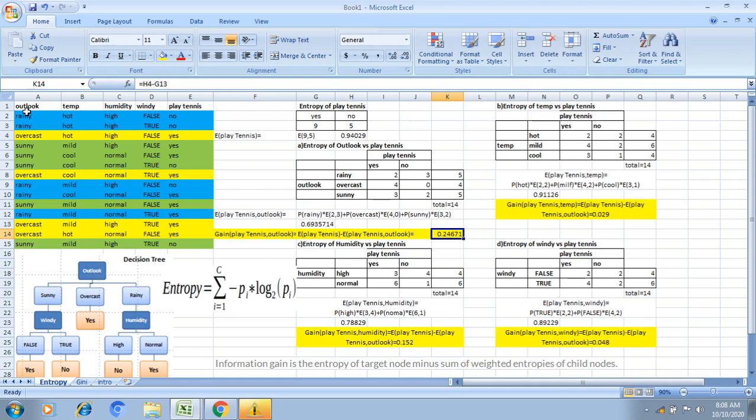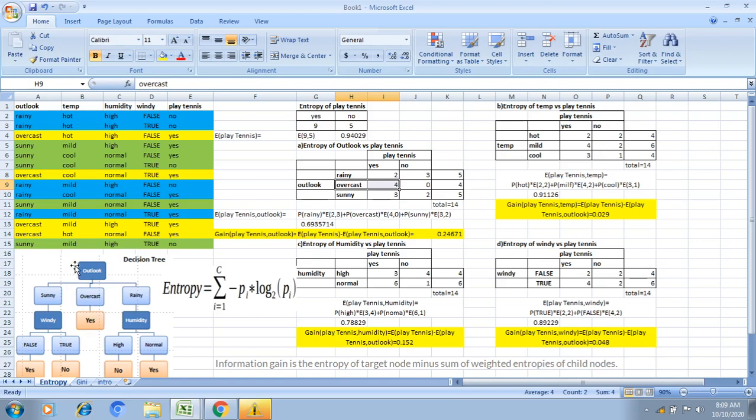How many child nodes do we have? Rainy, overcast, sunny. Here overcast is ending here. Why? Because overcast has all pure samples, all are yes. All 4 are yes, there is no 'no' in the overcast. That's why I'm selecting it, the node is ending here itself.